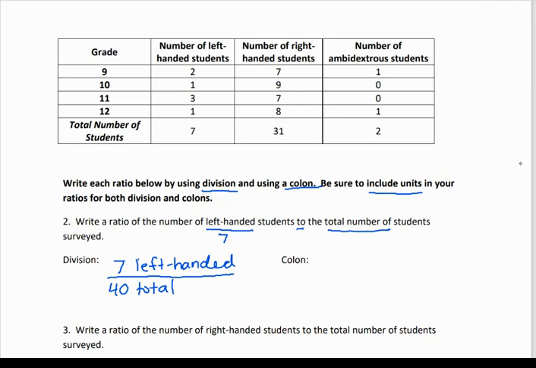So there's our division. How do I do that with a colon? So again, if you're writing on paper, please write the word colon and then what we're about to do. Same thing, I'm going to do the left-handed first. So I write 7 left-handed, and then the colon is the ... to 40 total.